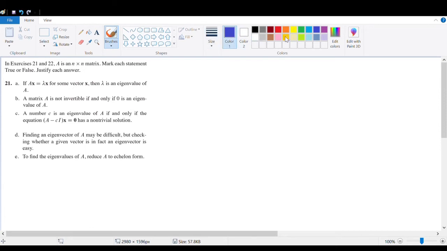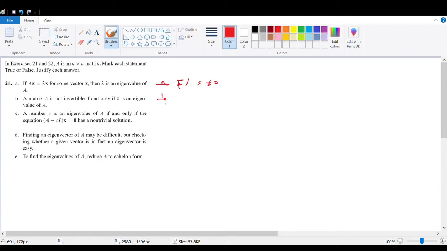In exercise 21, A is an n by n matrix. Mark each statement true or false, justify each answer. So A: if Ax equals lambda x for some vector x, then lambda is an eigenvalue of A. We say that Ax equals lambda x for x that should be not equal to 0, because we don't want a trivial solution. So this one is false. X should be not equal to 0 because we want a non-trivial solution.